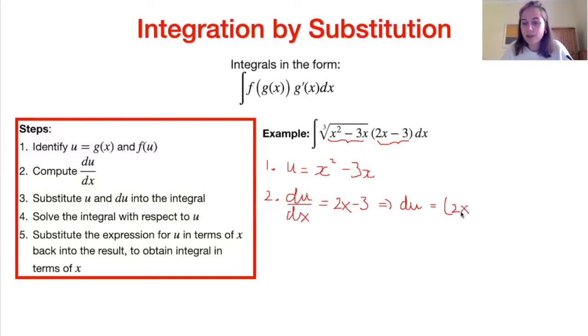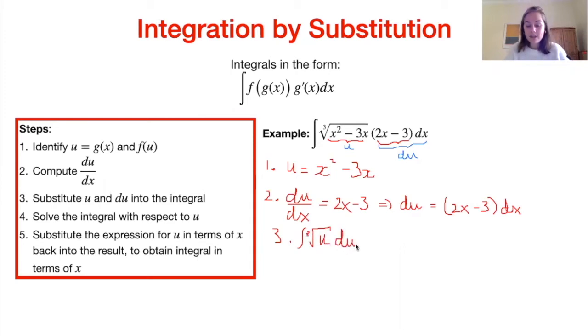Why do I do that? Well, it's just to make the substitution that we're going to do in the next step even more explicit. So now we are making the substitution. We see that this is our function u, and right here we have our whole du. So if we make that substitution, we find that this is equal to the integral of the cube root of u times du.